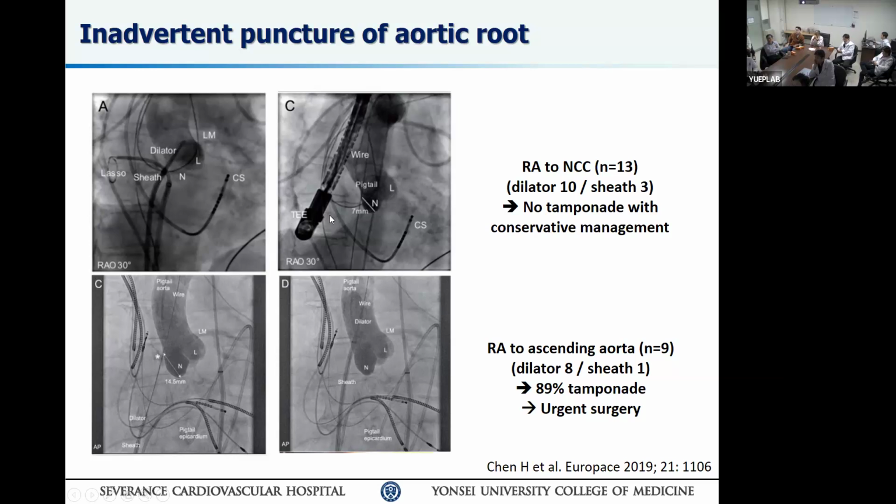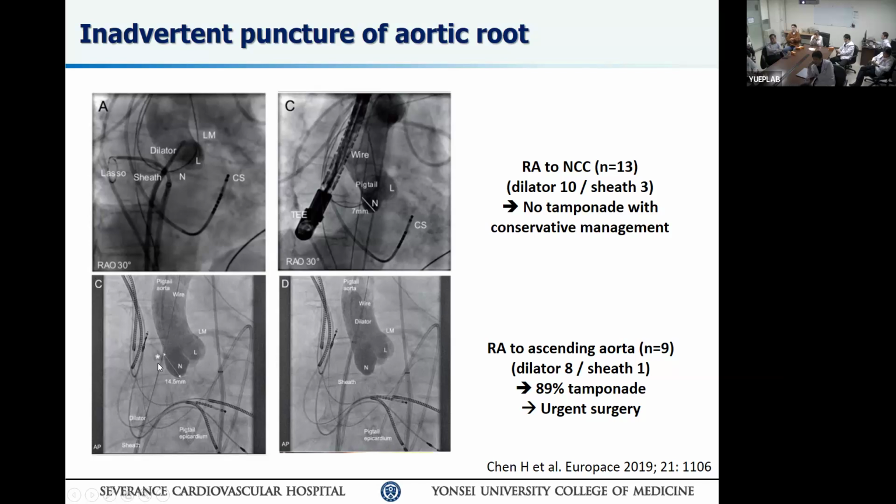They confirmed it using the TEE, and after removing the dilator, they watched whether there was extra extravasation, but they found that with puncture at the ST or RA to NCC level, there was none. But if you see here, if the puncture site was superior to the ST junction, you can see that there is a staining right after your dilator is pulled back from the puncture site.